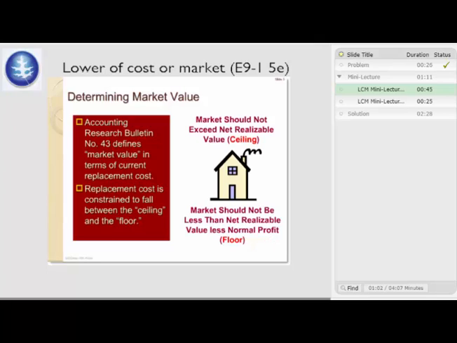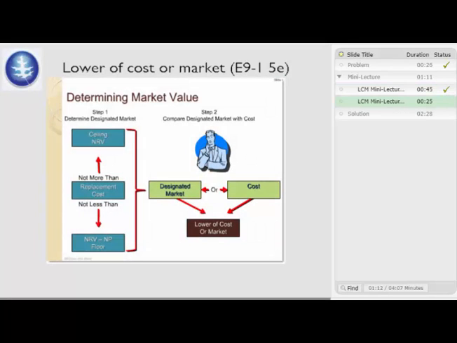Market value is always the middle amount of the 3 values: replacement cost, net realizable value, and net realizable value reduced by normal profit margin. If replacement cost is greater than the ceiling, then market becomes ceiling. If replacement cost is less than the floor, then floor becomes market value. As long as replacement cost falls between the ceiling and the floor, it will be considered market value.